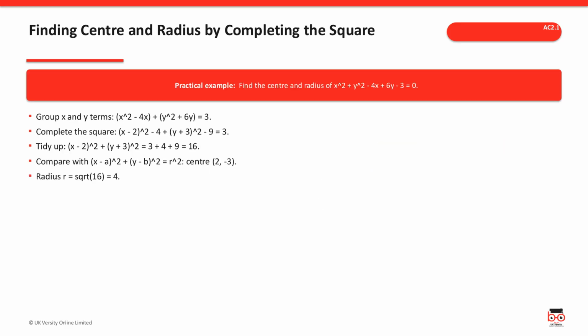When a circle's equation is jumbled up, completing the square untangles it. Take x² + y² - 4x + 6y - 3 = 0. We group the x terms and the y terms, then complete the square on each. That turns into (x - 2)² - 4 + (y + 3)² - 9 = 3. Tidying up gives (x - 2)² + (y + 3)² = 16. So the centre is (2, -3), and the radius is the square root of 16, which is 4.